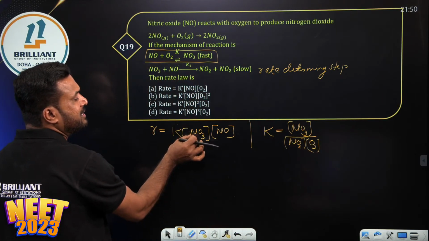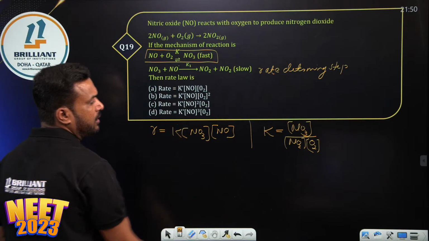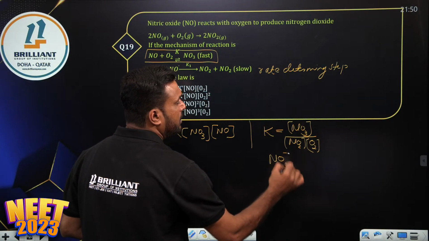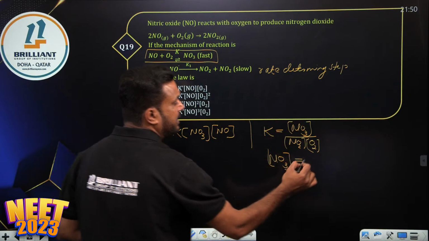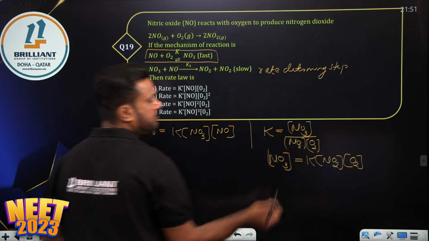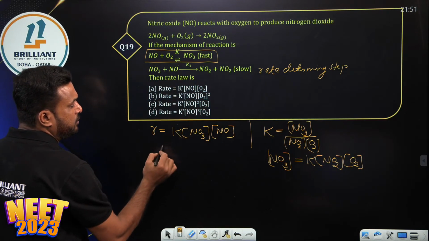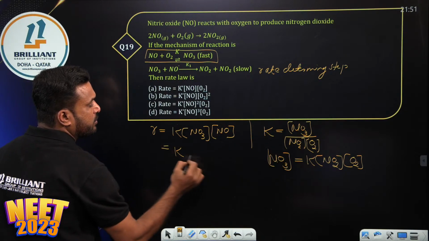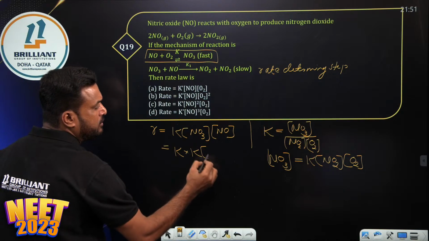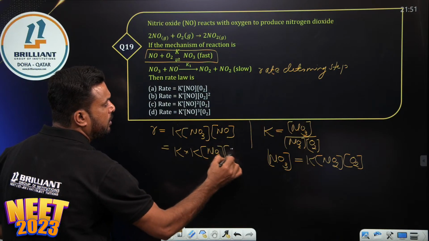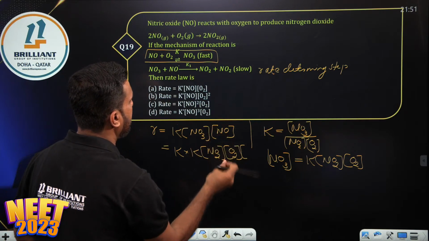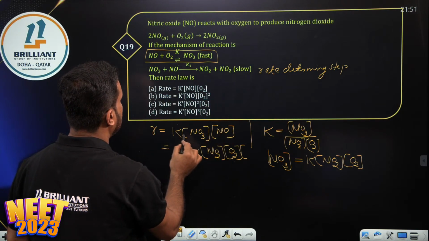So I will write in terms of NO3, because here I can substitute NO3. Writing this equation in terms of NO3, the NO3 concentration is equal to K into the NO concentration into the O2 concentration. So here I can substitute NO3. There is already a K and here also K is there, that is the equilibrium constant, a constant anyway. So instead of NO3, I will write K into NO concentration into O2 concentration, and already there is a NO in the slow step.